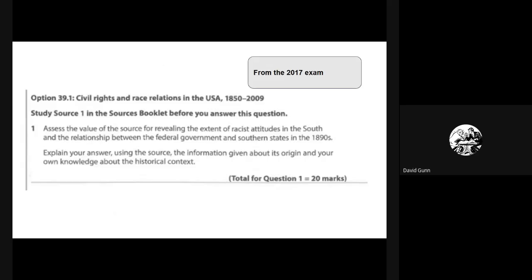So that's inquiry 2. What you should do is highlight those and then think, what do I know about the extent of racist attitudes in the South? It's obviously talking about the 1890s. And then what do I know about the relationship between the federal government and southern states? In terms of extent of racist attitudes in the South at that time, you're probably going to be thinking about violence, intimidation, things like lynching. You might think about groups like the White Leagues. You're going to be talking about the exclusion of black voters, the extension of Jim Crow, the Jim Crow laws, all of those things that we've learned about in topic 2.